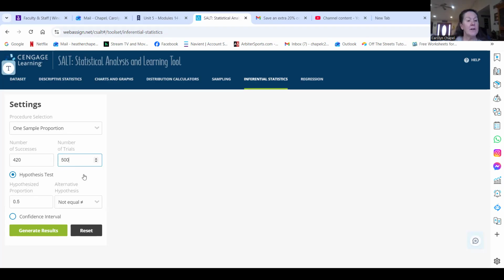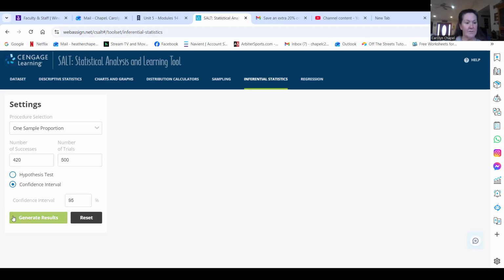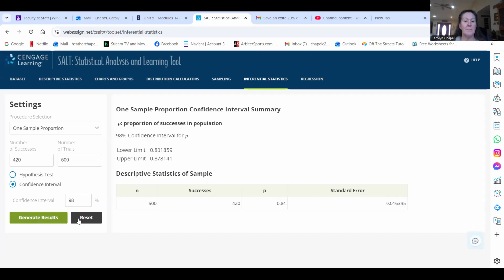So that was our number of successes out of our number of trials. We are calculating a confidence interval, and we are doing a 98% confidence interval. So I just type in my number of successes out of the trials, get my 98% confidence interval, and generate my results.